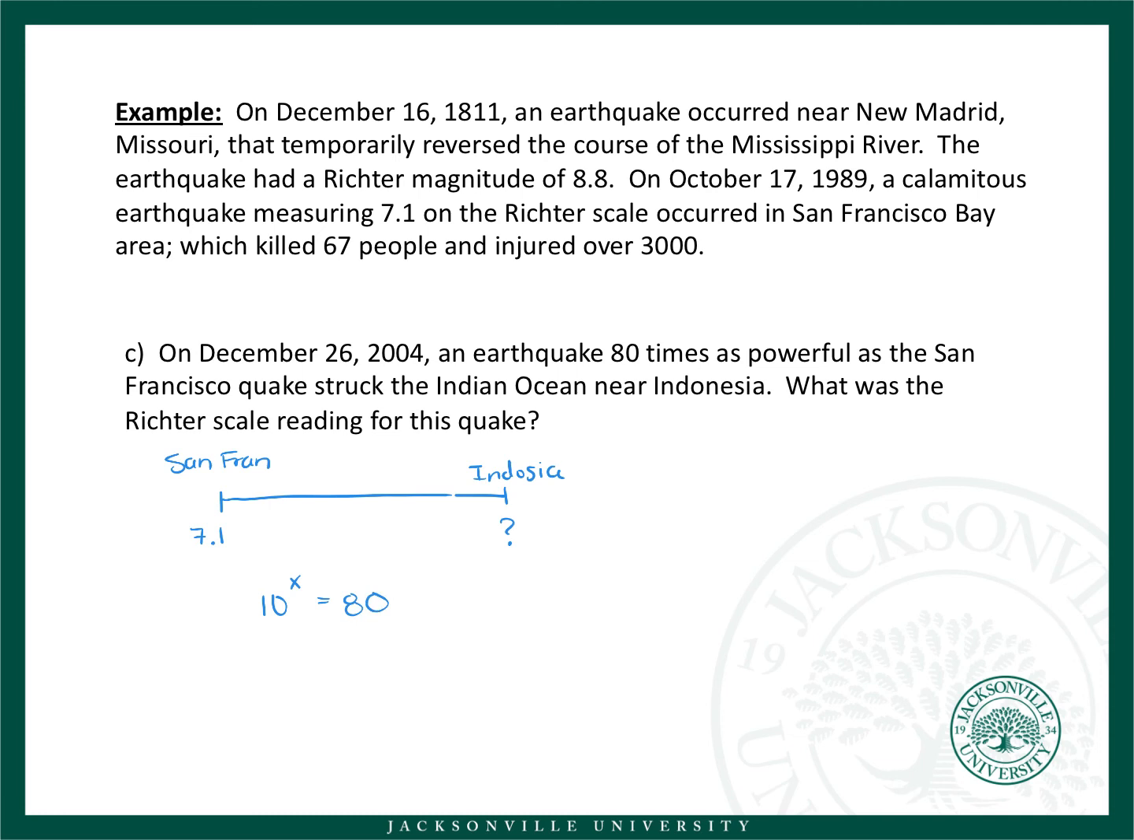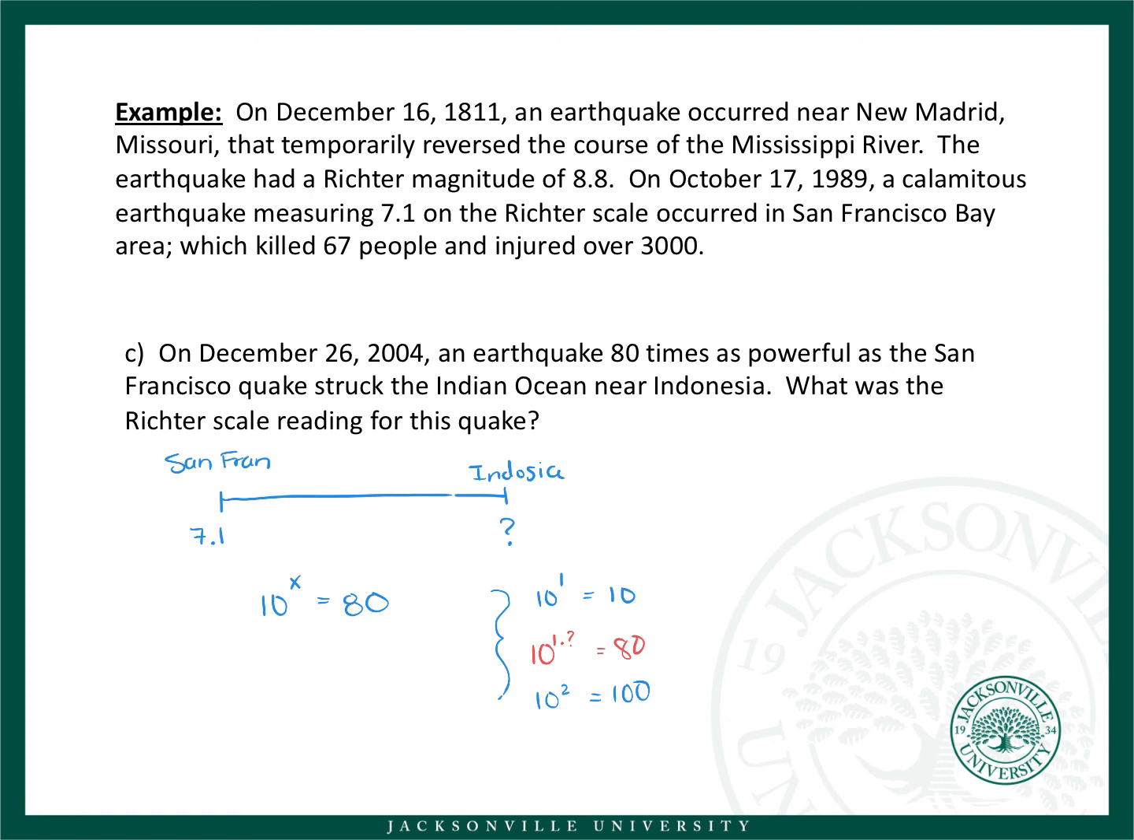Hopefully you can see that 80 is not a multiple of 10. So it wasn't quite as easy as the last question, where we were asked to find 10 to the what power is equal to 1,000, because 1,000 is a multiple of 10. But here we can estimate the solution. We know that 10 to the first power is 10, and 10 to the second power is 100. 80 is somewhere between 10 and 100, but probably closer to 100. So we're looking for 10 to the point something, and that point something is probably closer to 2 than it is to 1.